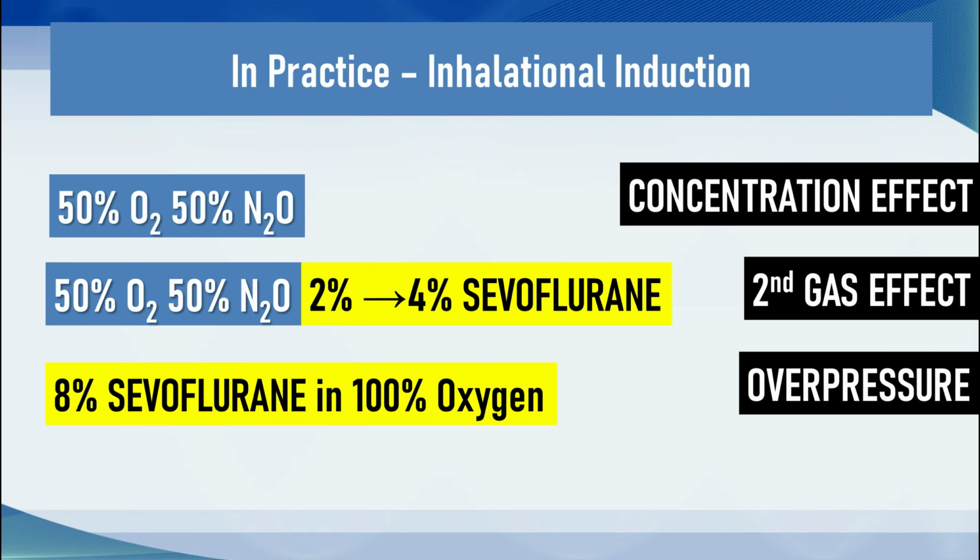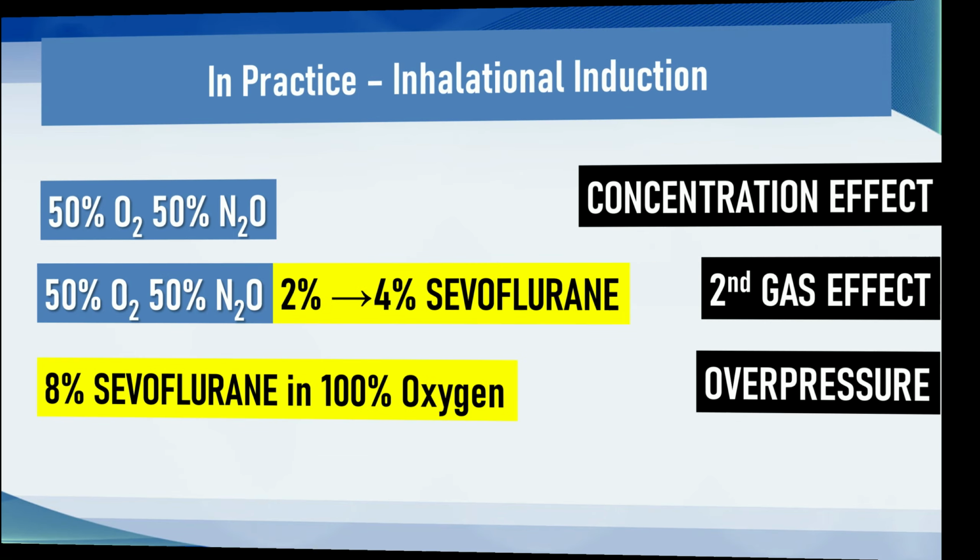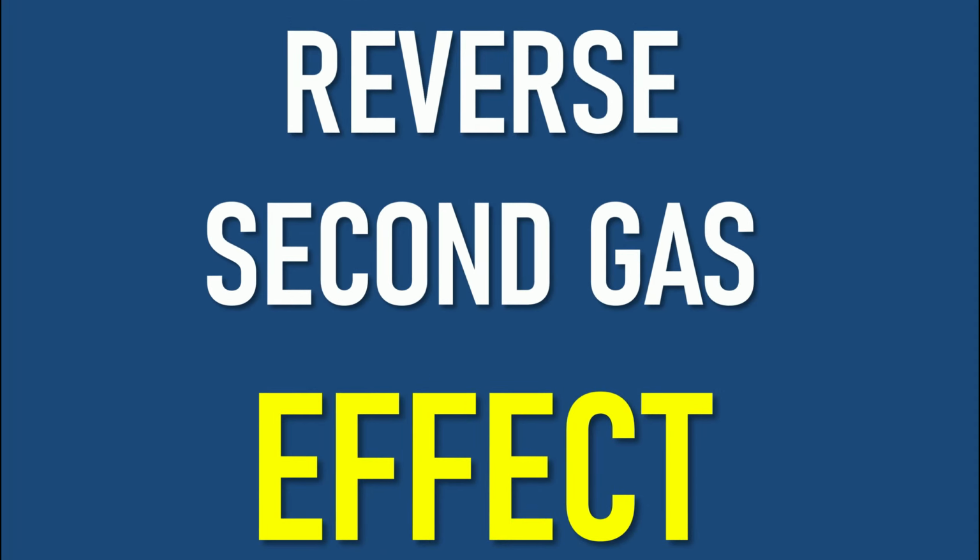Many will actually discontinue nitrous at this stage in case they encounter airway difficulties, but many will just leave the nitrous oxide on and then reduce the volatile agent to keep the patient at the plane of anesthesia that is required. Now, the concentration effect and the second gas effect occur on induction of anesthesia. But what about emergence from anesthesia?